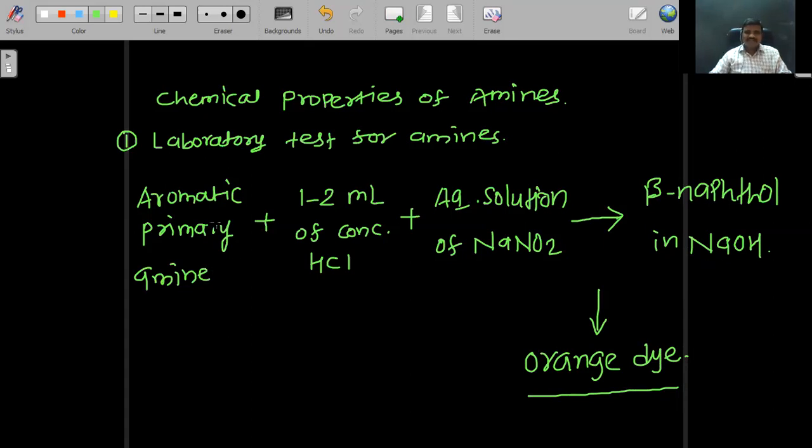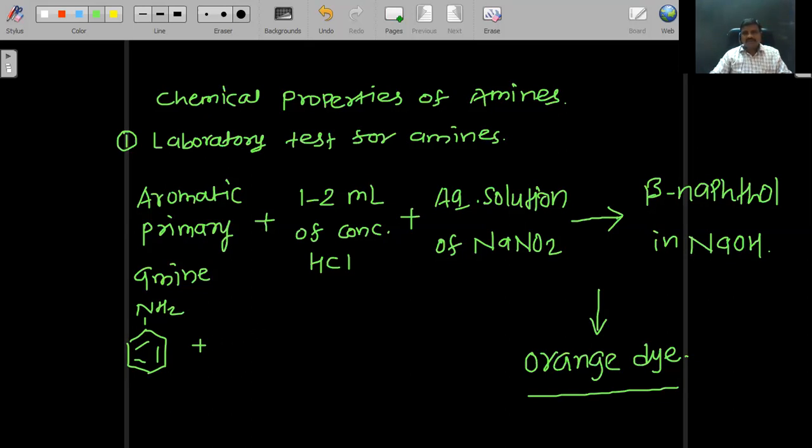In this reaction we have to take an aromatic primary amine. An aromatic primary amine is like this: an aromatic ring to which NH2 is attached. This is aniline, an aromatic primary amine. Plus, in this reaction mixture, we have to add 1 to 2 ml of concentrated HCl.